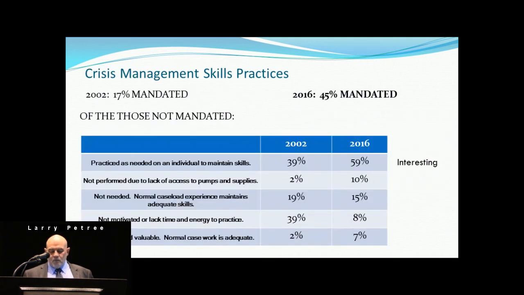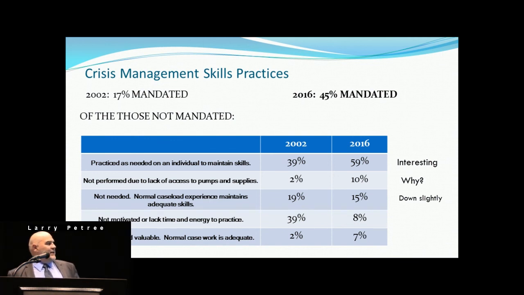If we look at the rest of the reasons for those that were not mandated, not performed due to a lack of access to pumps or supplies, that's interesting. It has now gone up from 2% to 10%. So does that mean there are not the spare supplies around that you could practice a situation in a corner? Maybe that's something we need to figure out how to solve.